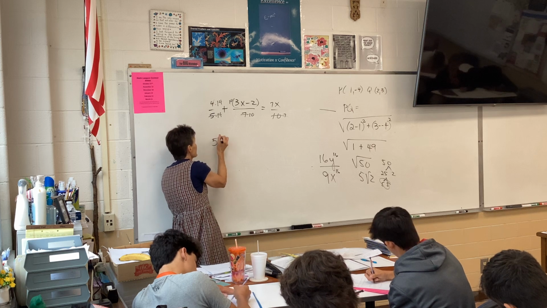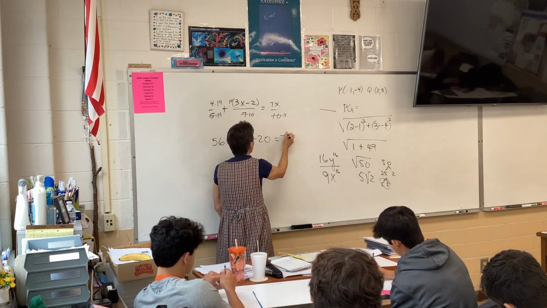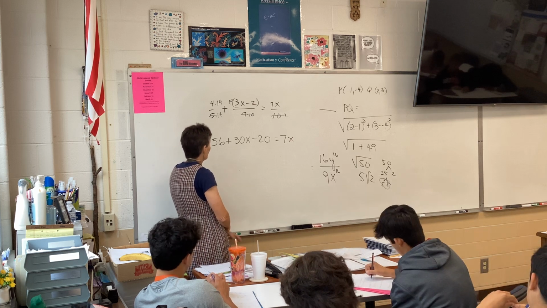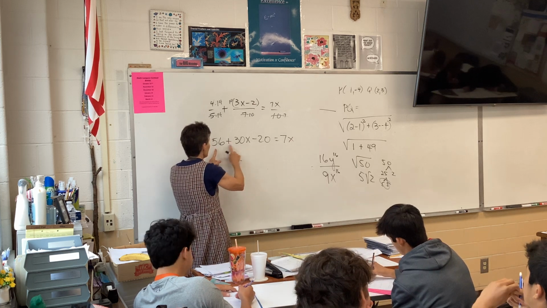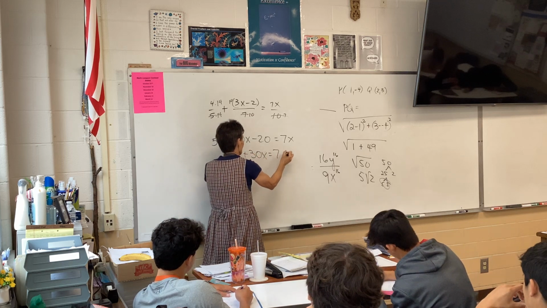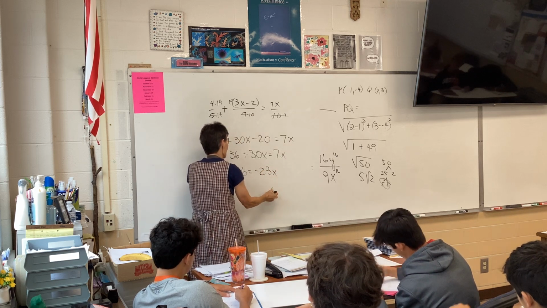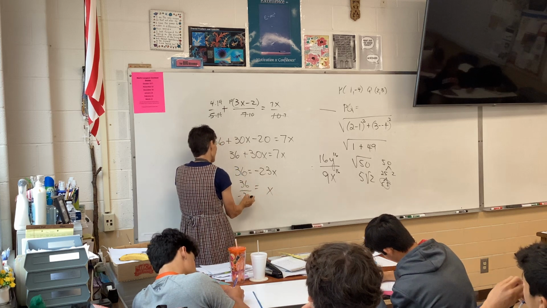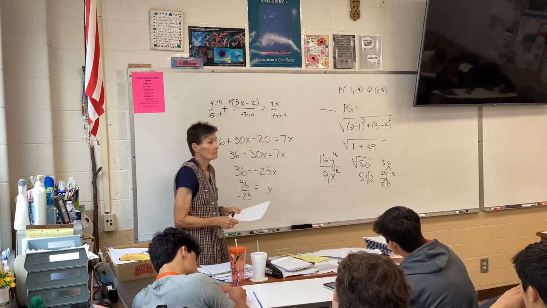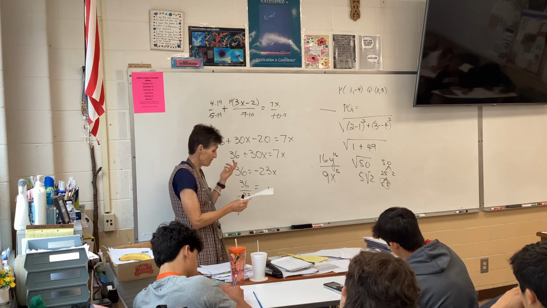So 56 plus 30x minus 20, keep your eye on my arithmetic, is that right? Equals 7x. Before you start moving, let's go ahead and combine these. So that will be 36. And, wow, did you get 36 over negative 23? Here's our answer. Obviously, if I'm making up the problems, we get all kinds of craziness, so don't worry about that.